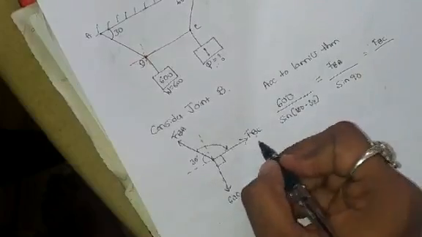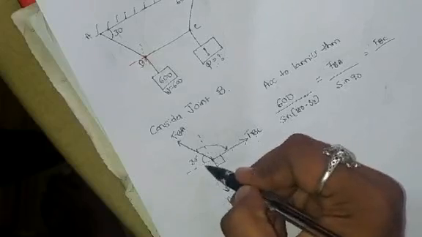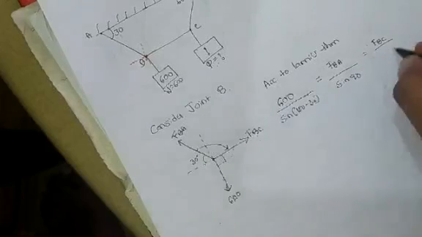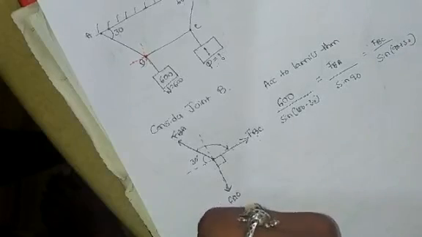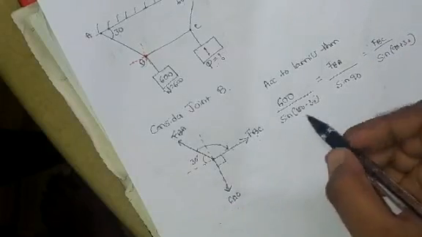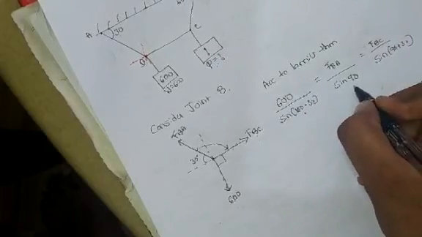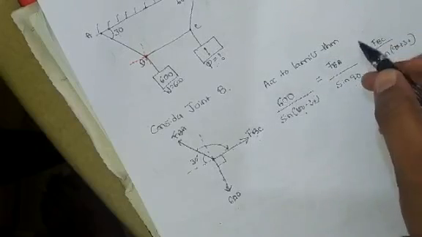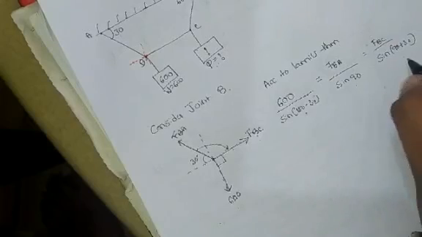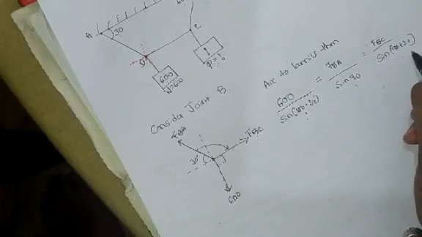Now when you consider the BC force, the other two forces are BA and 600. What is the angle between them? From here to here is 90, and 90 plus 30 is 120. So it is sine 120. This is sine 150, 150 plus 90 is 240, and 240 plus 120 is 360. This is how we can check Lami's theorem: the sum of angles should be 360.